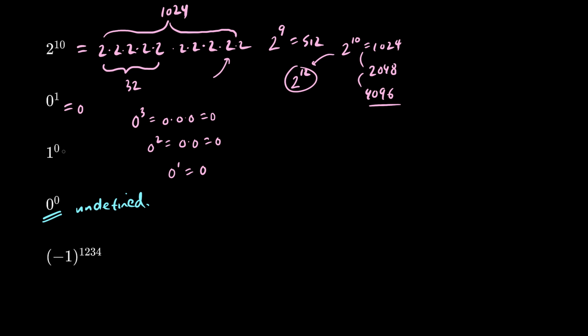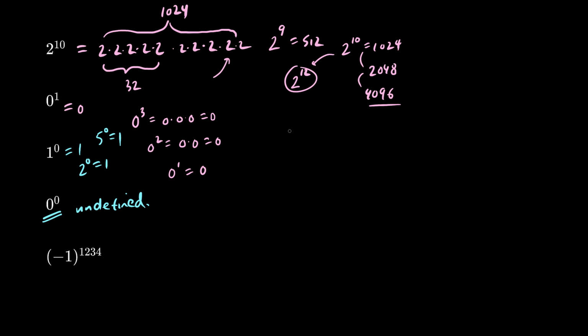Now what about 1 to the 0? The answer is 1. Anything to the 0, assuming it's not 0 to the 0, is 1. What's 2 to the 0? It's 1. What's 5 to the 0? The answer is 1.